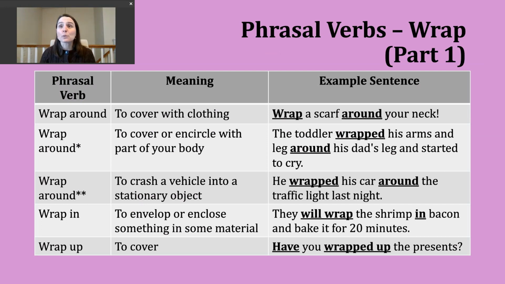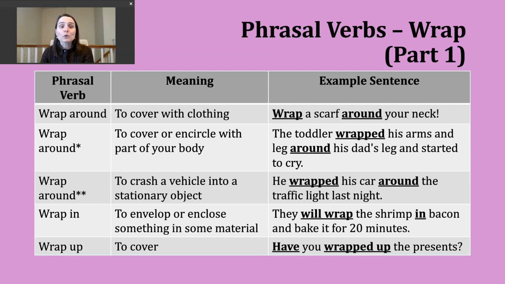The first way you'll hear wrap around used is to mean to cover something with clothing. So an example of this might be wrap a scarf around your neck. Okay. Here's an imperative sentence, a command. This might be a sentence a parent uses with their child when they want their child to stay warm outside, right? So kind of talking about bundling up, covering, in this case, our neck with a scarf.